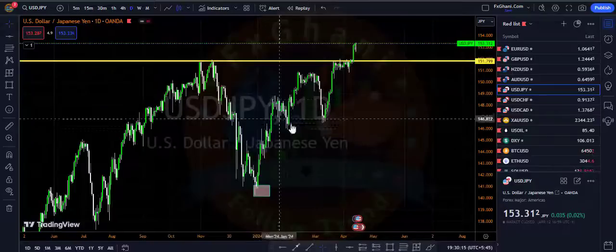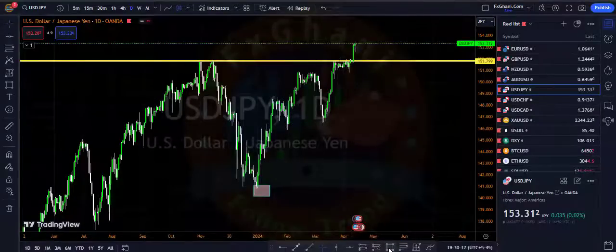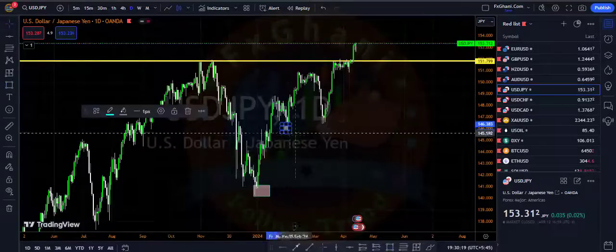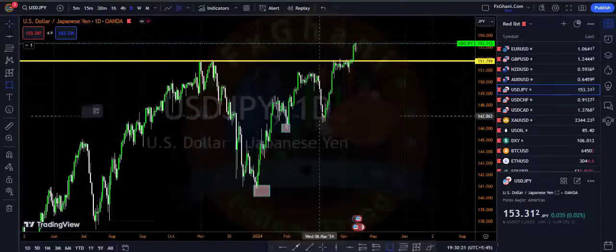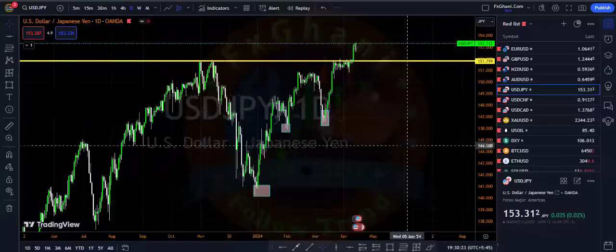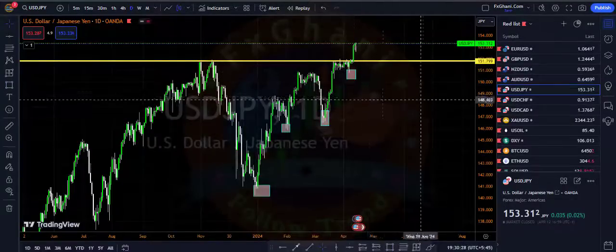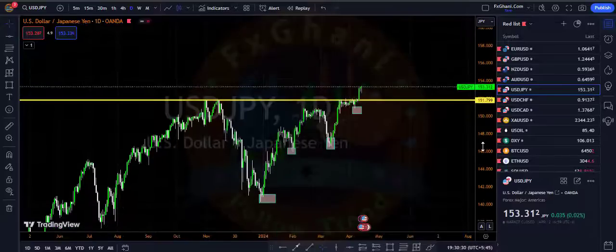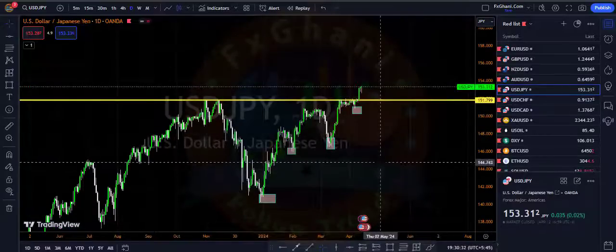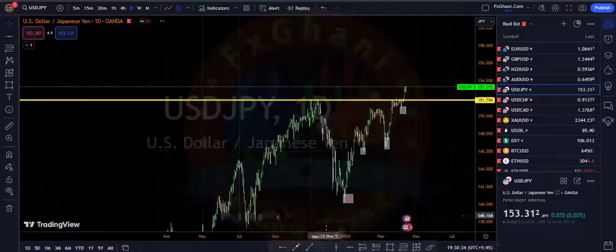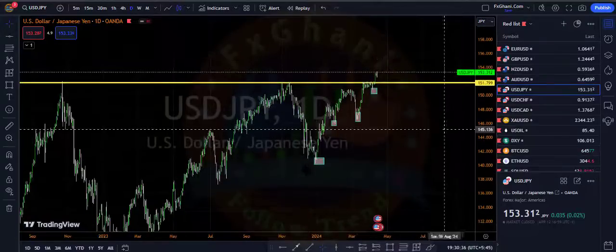low, higher low and higher low, so prices break a resistance level with the higher lows momentum. So I think my first target is 160 level. Okay, in USD JPY for a long term.